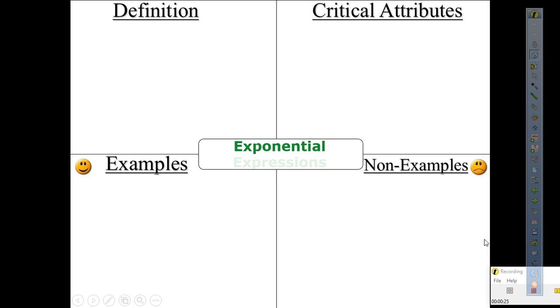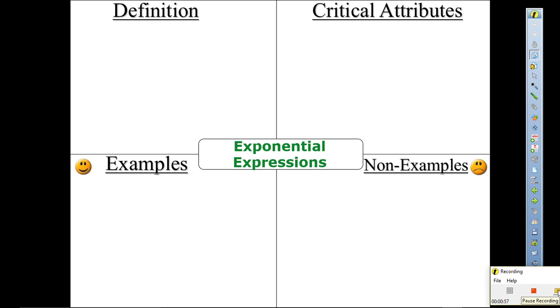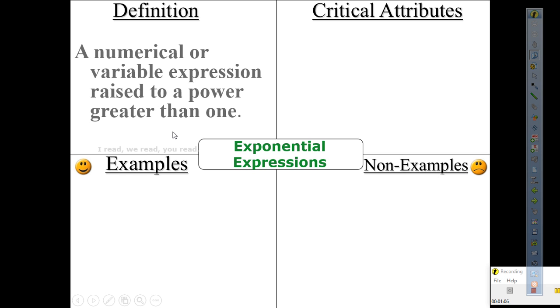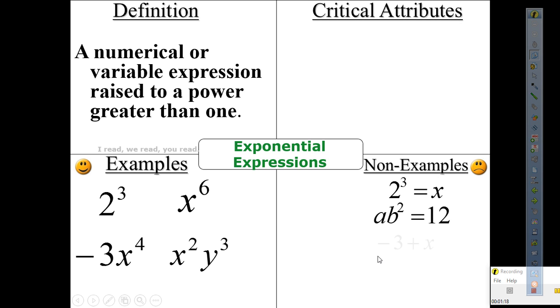Hint, hint, just in case, wink, wink: Friday we have a pop party and I ask you to give me definitions for the last three definitions we covered. Good. Copy that. Okay, let's see if your noodle retains some of it. An exponential expression is a numerical or variable expression raised to a power greater than 1. Write a couple of examples of your own, non-examples.